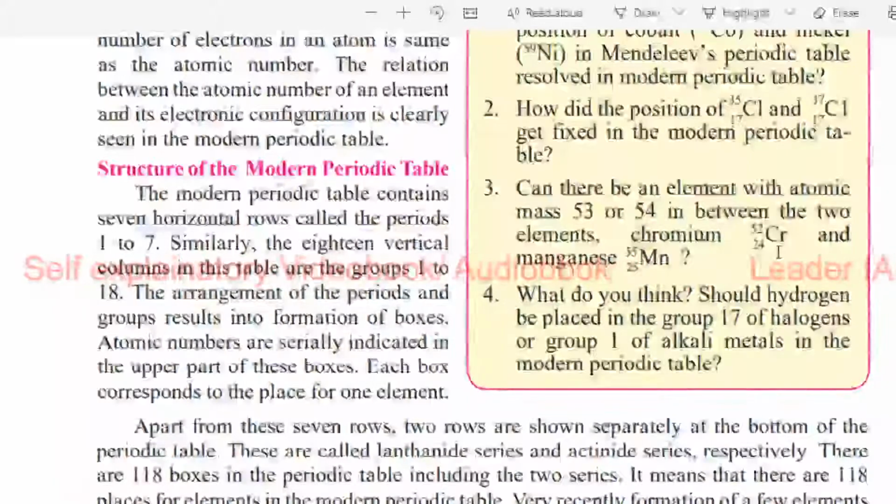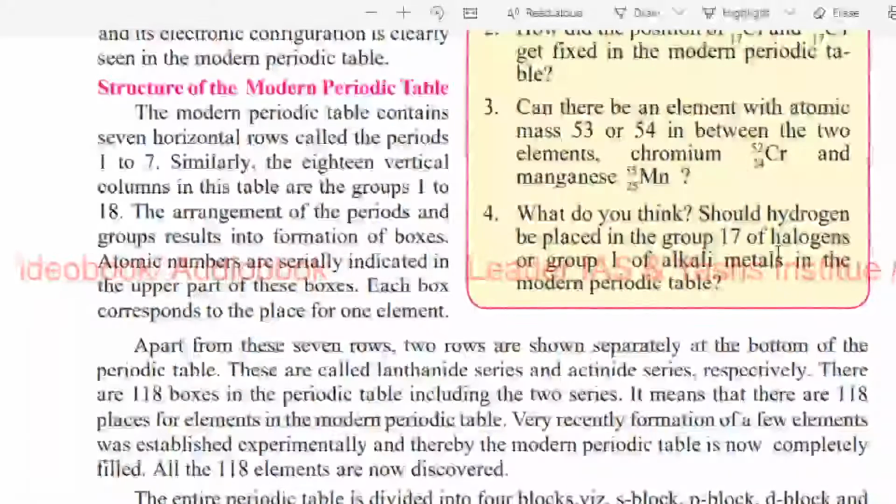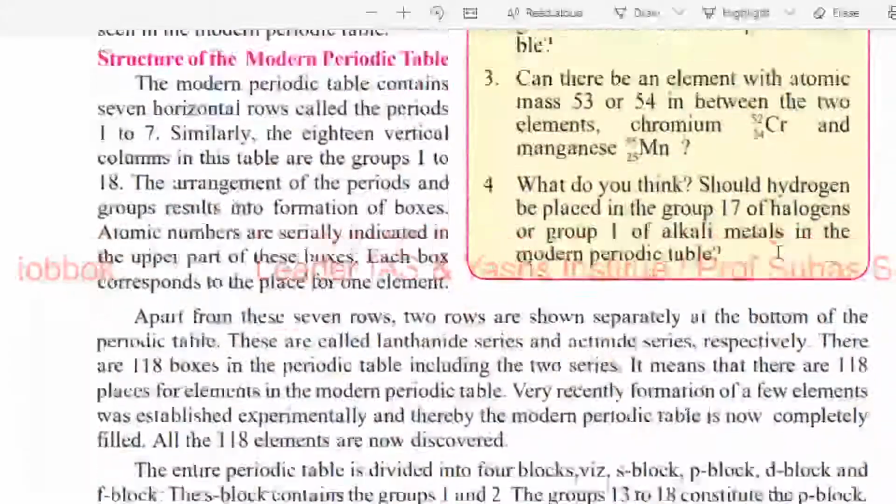Next topic is the structure of the modern periodic table. The modern periodic table contains 7 horizontal rows called the periods 1 to 7. Similarly, the 18 vertical columns in this table are group 1 to 18. The arrangement of the periods and the groups results in the formation of boxes. Atomic numbers are serially indicated in the upper part of these boxes. Each box corresponds to the place for one element.